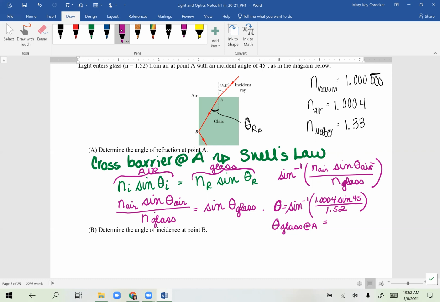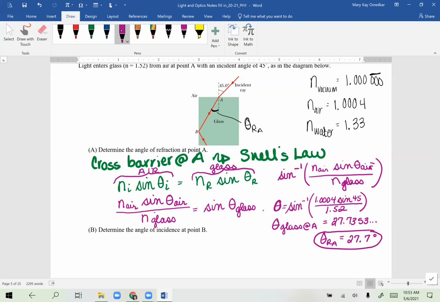47.73. Very good. Wait, I said 47.53. Sorry. We really only have two, well no, I think it's 45 in the diagram, it's 45.0. And quite honestly, 3 sig figs is pretty much always a reasonable number.